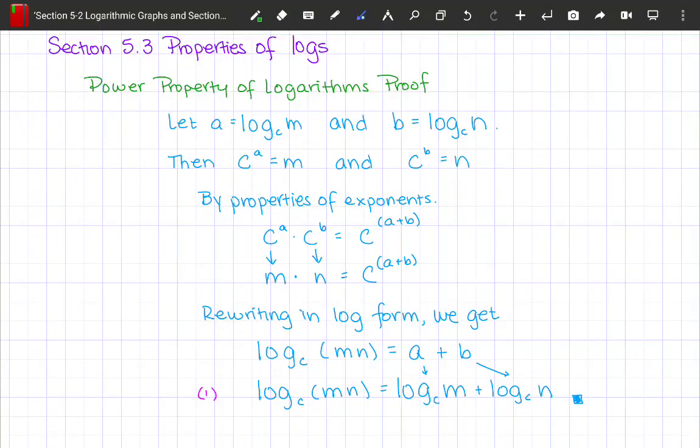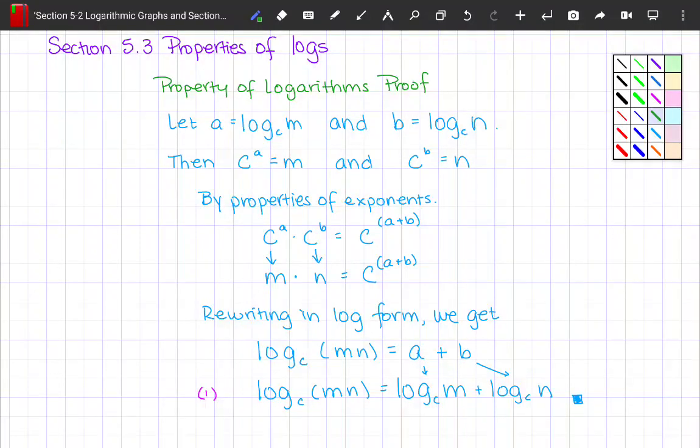Okay, so there's something called the power property, and this last line does say the power property. When you're taking the log, oh sorry, this is supposed to be product. Hang on, let me fix that.